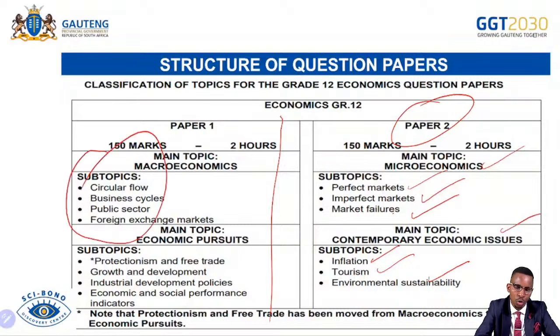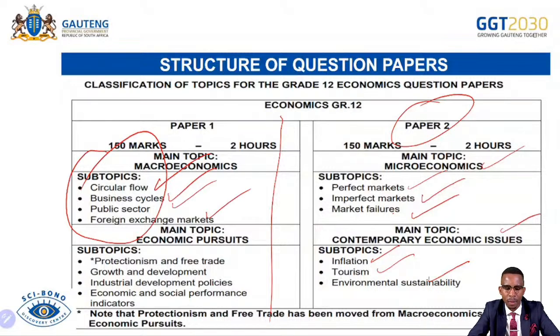The other part is your macroeconomics, which is your paper 1. In this case, we come across the circular flow, business cycles, public sector, as well as the foreign exchange market. This is your macro that can be found in your paper 1. Under paper 1, this will be found in section A, which is question 1, section B, question 2, and question 4 as a part of it, as well as question 5, which is our section C.